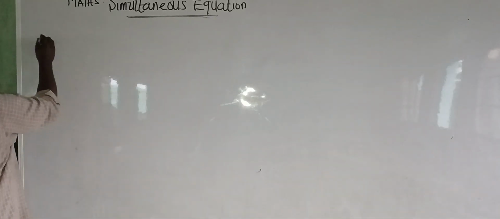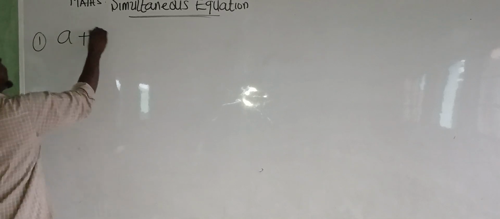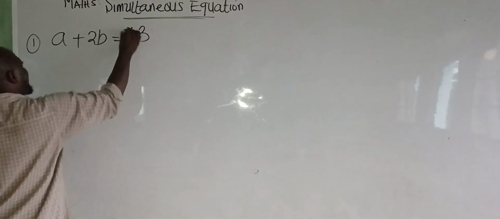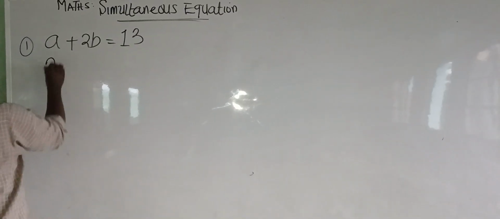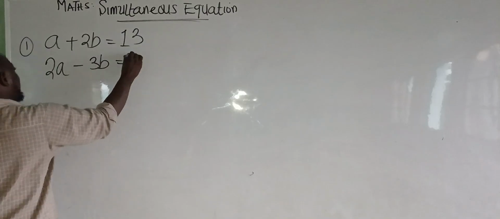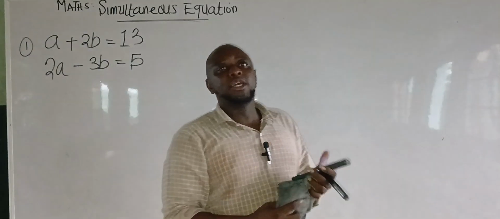Now, I'm going to be using the two methods, elimination and substitution, to solve two questions. We're solving two questions, and then we use it to solve them together. So number one here, we are told to solve this. A plus 2b, that will give us 13 here. And 2a minus 3b here, this will give us 5. So I want to use both methods to solve this.